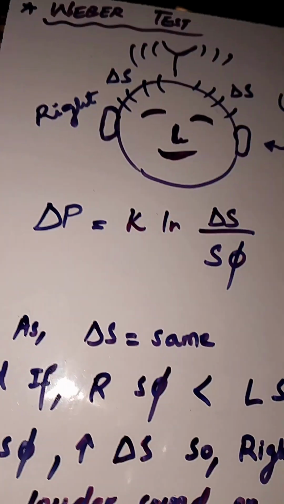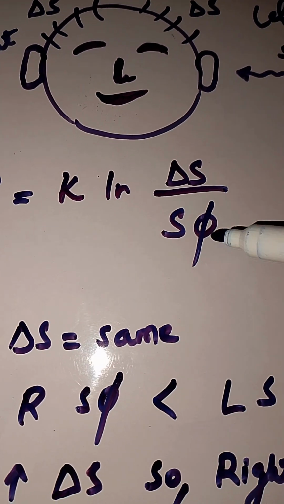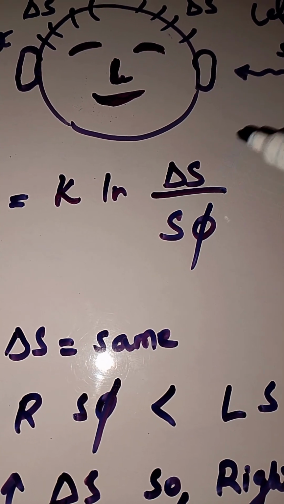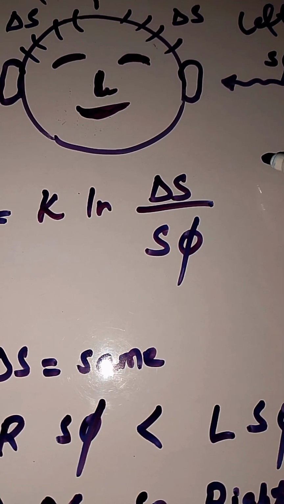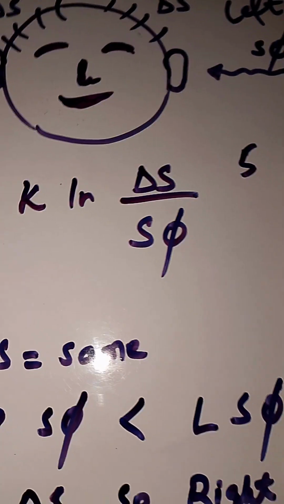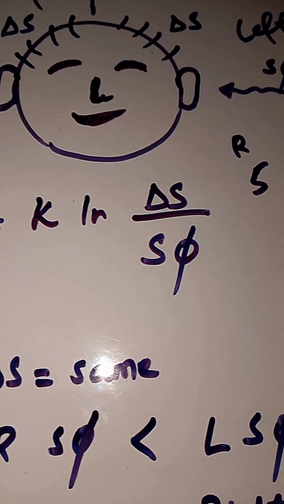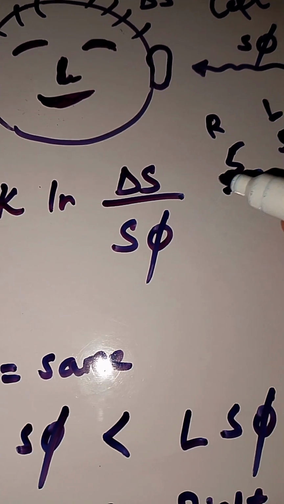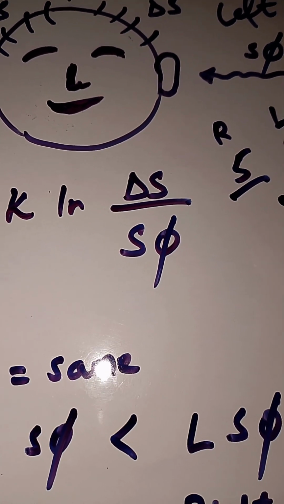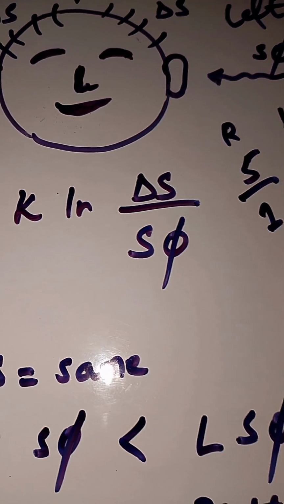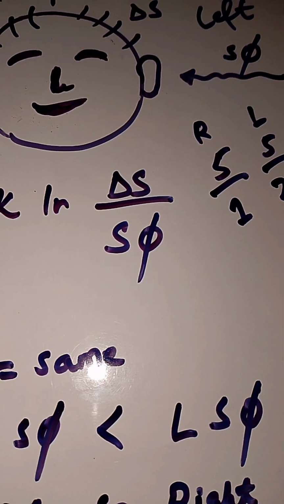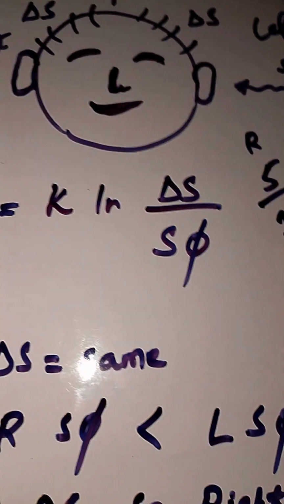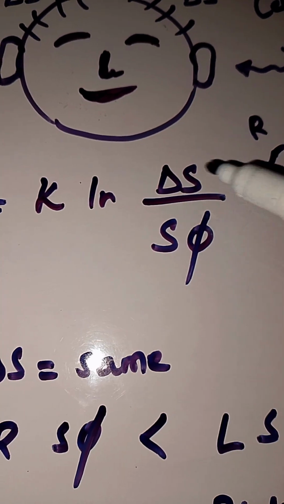So put in this formula, delta S will be the same for both. If this goes down, this value as a whole will increase. Suppose delta S is 5 for both sides, and background noise for my right side, I'd say it is less than on the left side. So background noise for my right is 1, and for the left side it is 2.5. So here I am getting 5, and here I am getting 2. So if this goes down, as a whole this value increases.